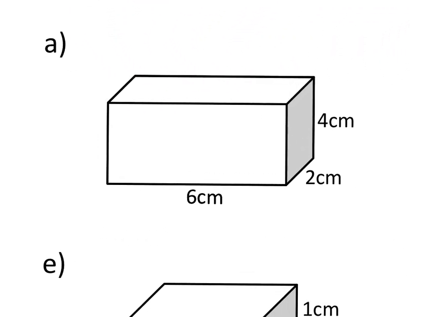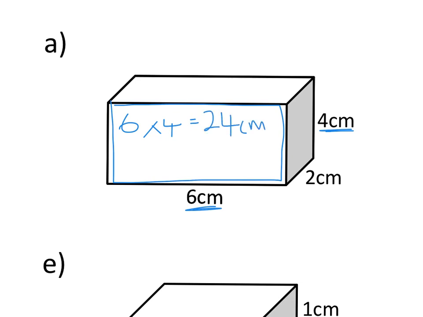Now, to find the surface area of a cuboid, all you're really trying to do is just find out the area of all the sides. Okay. I'm going to start off with this front face that I've highlighted in blue. The area of that is 6 centimetres times 4 centimetres. So 6 times 4, which is 24 centimetres squared.